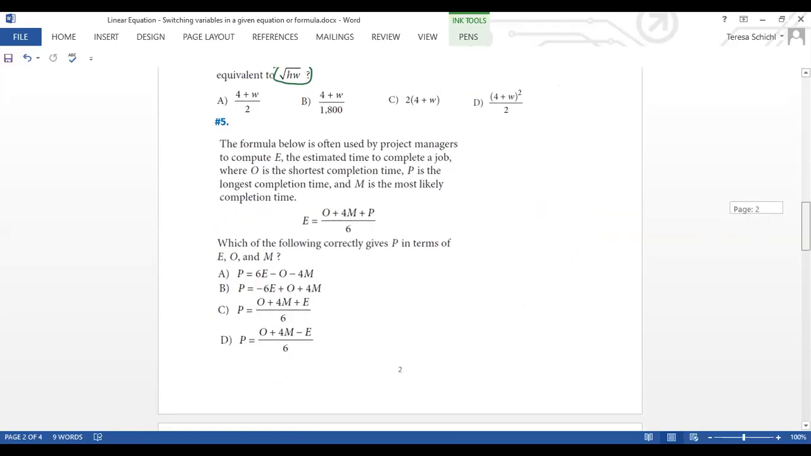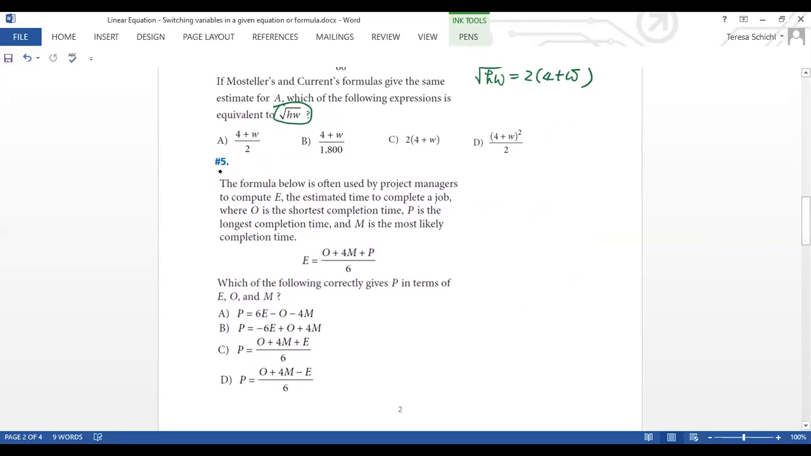Okay, so number 5 is here. Let's take a look. For number 5, they tell you the formula below is given by a project manager to compute E, the estimated time to complete the job. O is the shortest completion time, P is the longest completion time, and M is the most likely completion time. Which of the following correctly gives P in terms of E, O, and M? So let's do it. This is E, and it equals O plus 4M plus P, all over 6.